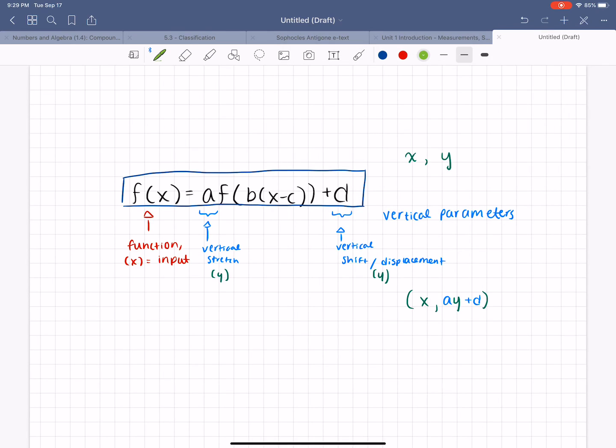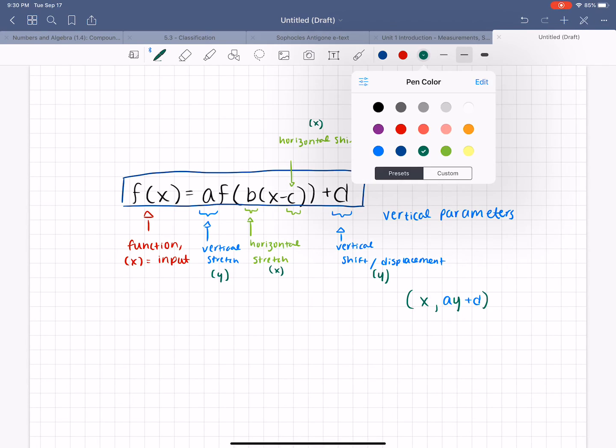Our next parameters are our horizontal parameters, which are our b and our c. So this is our horizontal stretch, and this is our horizontal shift. When we're working with the horizontal parameters, in other words, the parameters that affect our x, you think opposite. I'll get into what I mean by that in a bit.